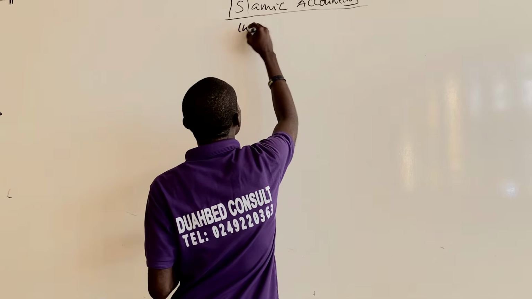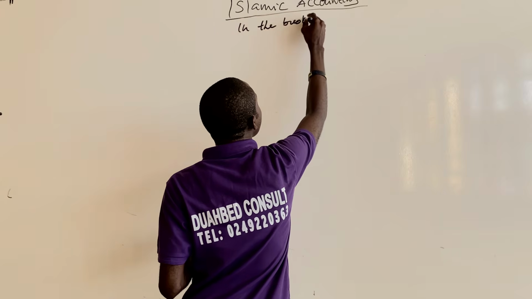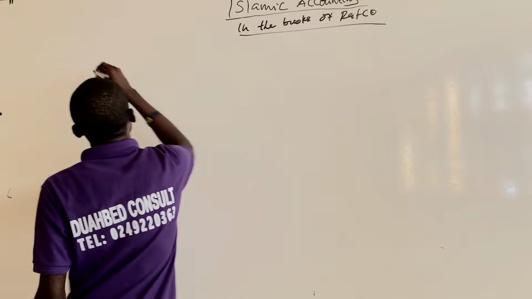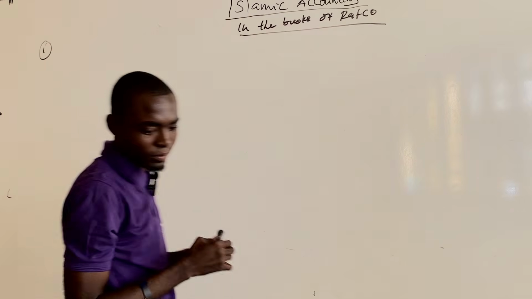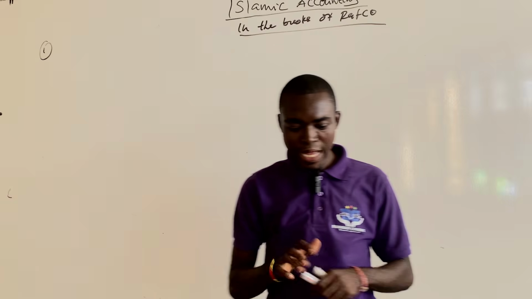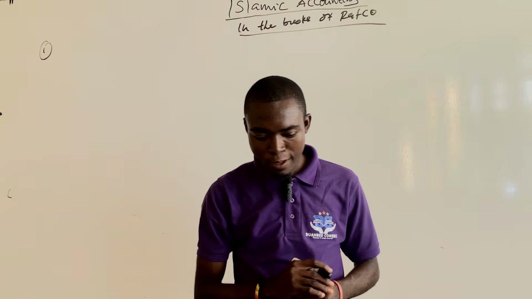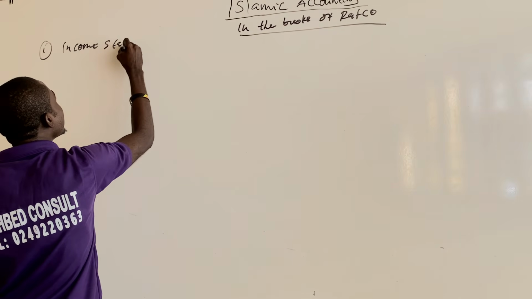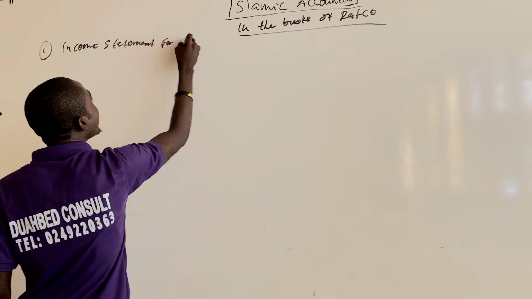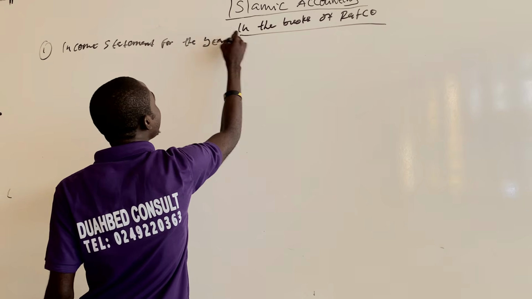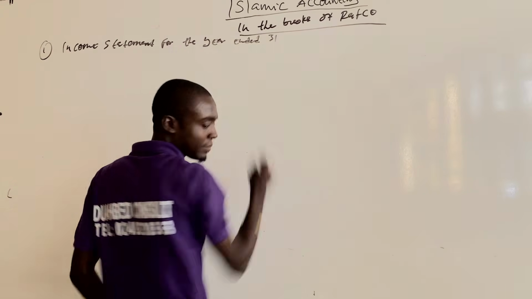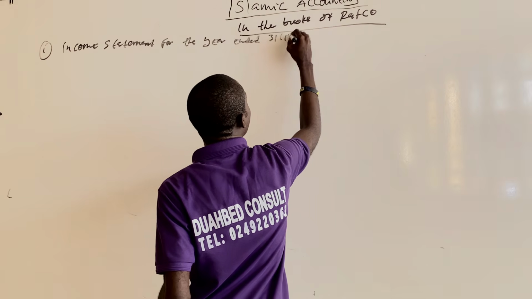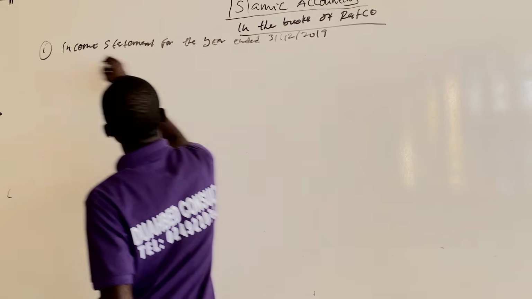Okay, so in the books of RAFCO, first requirement, that's the income statement for the year ended 31st December 2019.